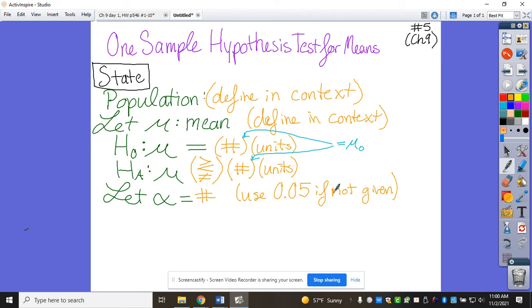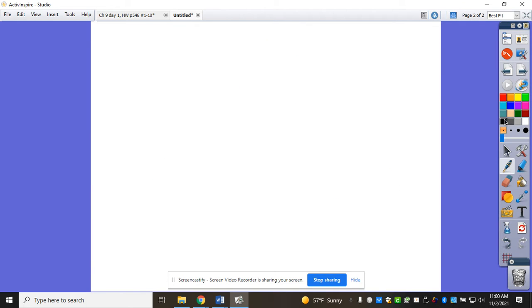So technically, yes, this looks very different than what we did before, but it's because this was written in a sentence together, and now we have null and alternative hypothesis instead of we want to. Plan. What is my first step of plan?